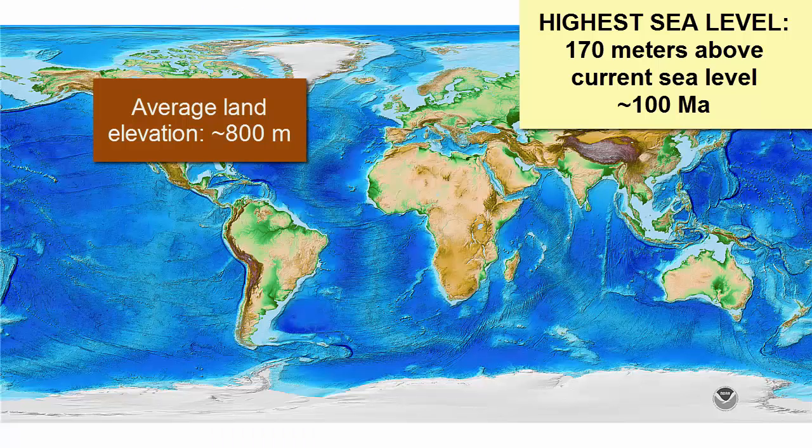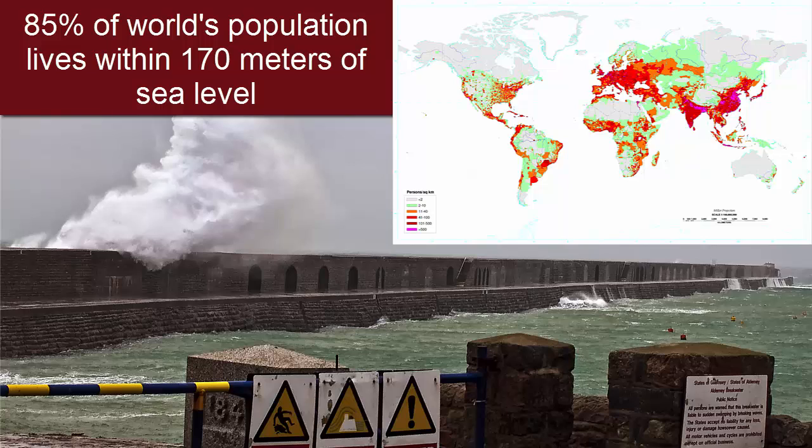Remember that the average elevation of the land is 800 meters, so 170 meters wouldn't cover much. However, it would cover about 85% of the world's population, as that's where the majority of our population centers and associated infrastructure are located. This fact is probably one of the most important you will learn in this class this semester. Sea level is rising and will have a huge financial impact on the future of human civilization.